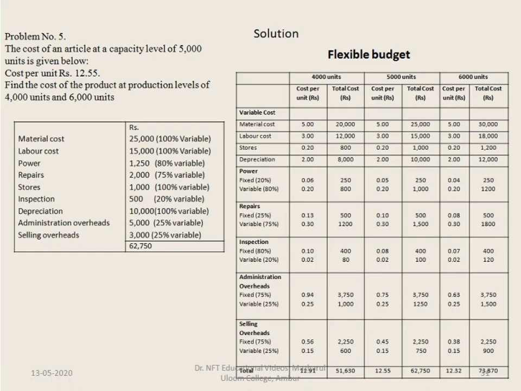So now let us find out the flexible budget. Material cost as usual, variable, we will find out. We have to find out the cost per unit and total cost. Write it as 4,000 units, 5,000 and 6,000 units. Cost per unit and total cost for all the three levels of activities. Material cost is 100% variable. So 25,000 is the material cost. 25,000 divided by 5,000 is 5 rupees.